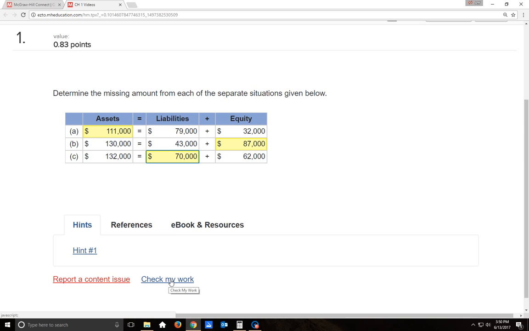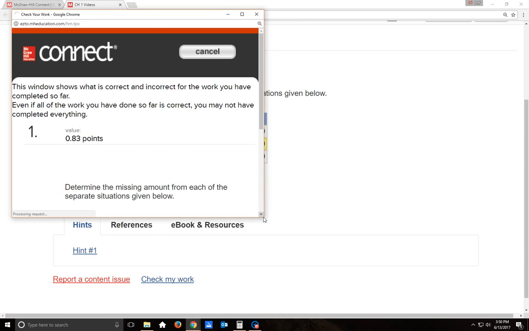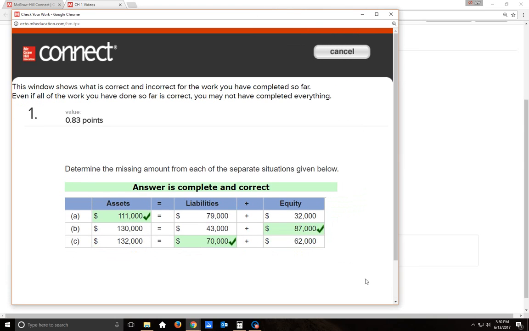To check your work in Connect, simply select the Check My Work button. And here all three solutions are indeed correct.